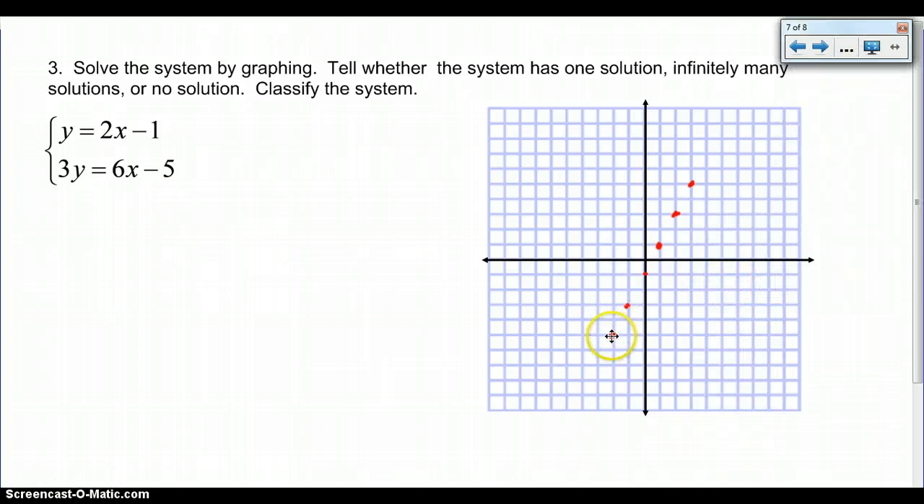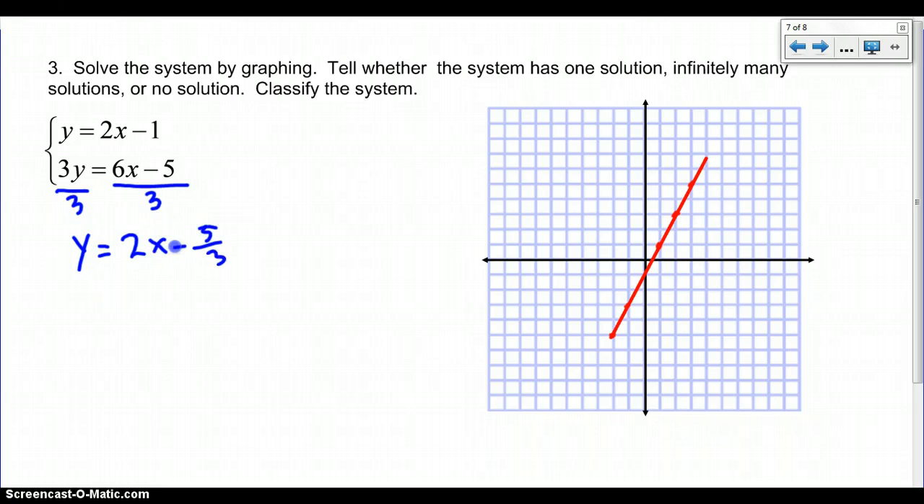Again, at home, I would use a straight edge, whether it's a ruler or perhaps you have a protractor, or maybe even just using the edge of your book is fine, but do something so that you can get these lines reasonably straight.